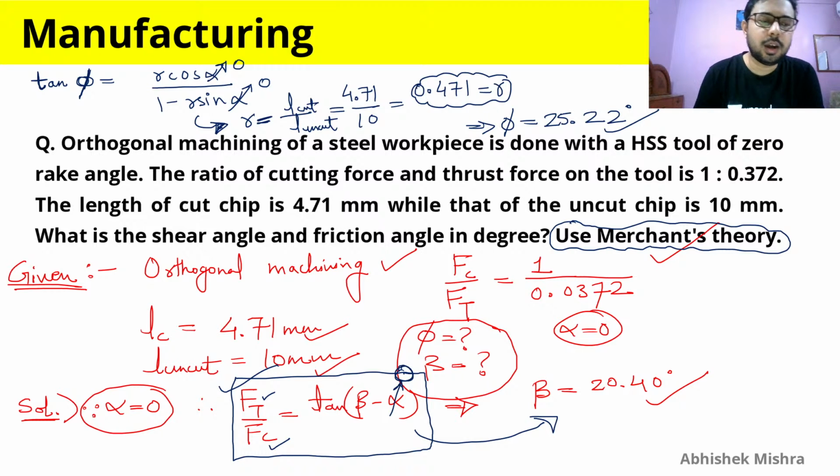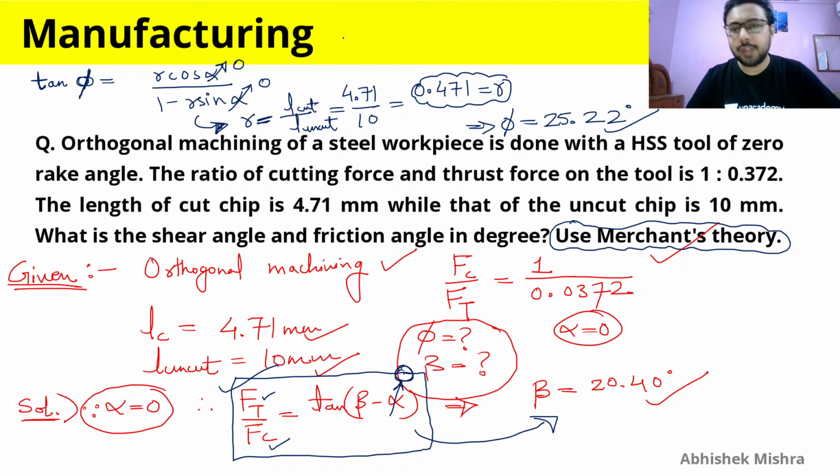As you can see, we have not used the Merchant theory to calculate either of the values, that is phi or beta. So don't use Merchant theory if you can calculate it by the geometry or by the basic formula that you have studied. Use Merchant theory only when you can't calculate by this basic first method.